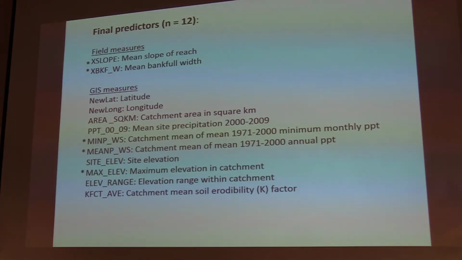There were 12 final predictors. I won't go through all of these except to say that 2 of them were field measures and the rest were GIS measures. And the ones that have an asterisk are ones that we don't currently output as part of our standard output packages for CSCI index calculation. I put that in there to annotate that we actually need to add those metrics to our standard output, again, to facilitate the use of these models and the final index.